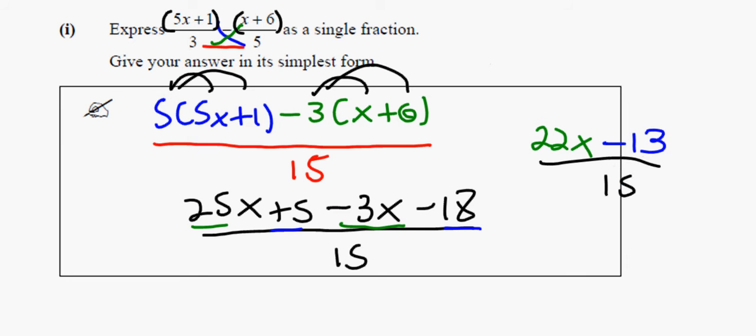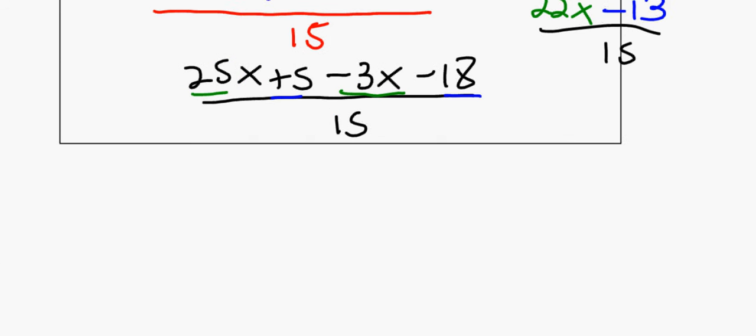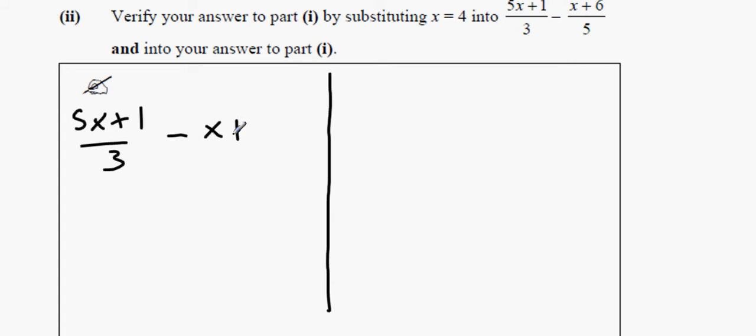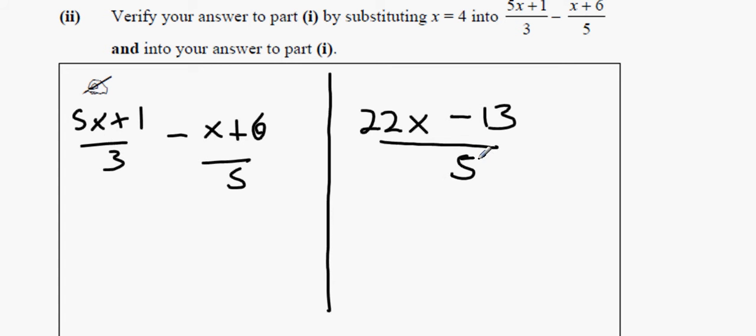Now the next question wants us to verify the answer. We've already done a verification before. So here we have 5x plus 1 over 3 minus x plus 6 over 5. And the next one we have is our answer from the last part, which is 22x minus 13 over 15. Now remember, we have to put in x equals 4 into both of these and prove that they're the same thing.